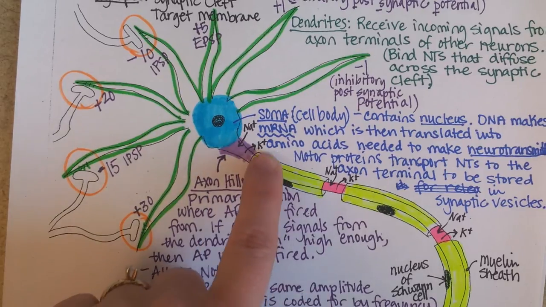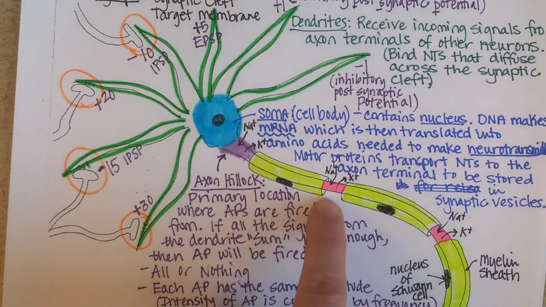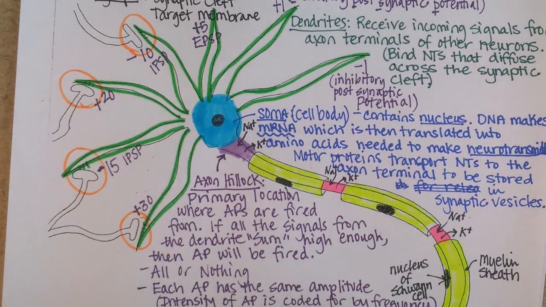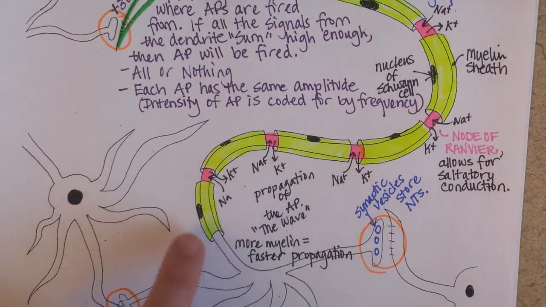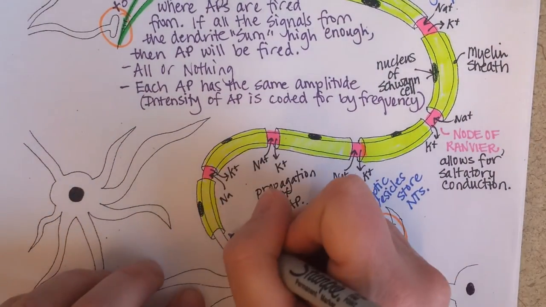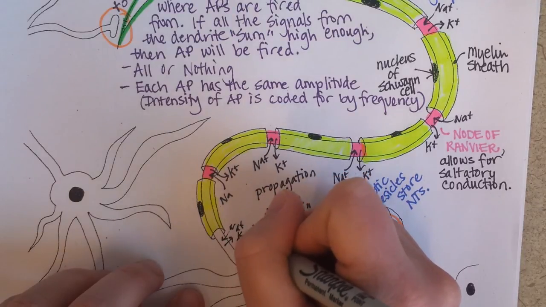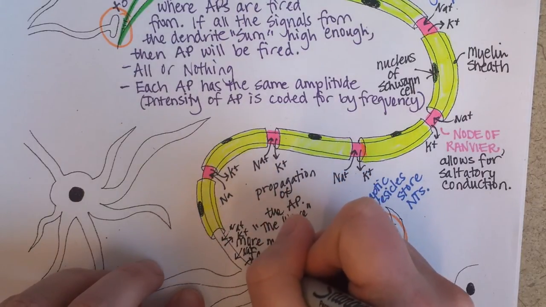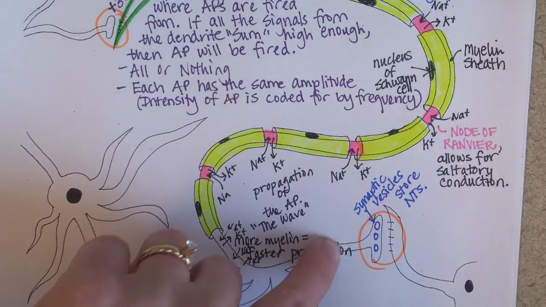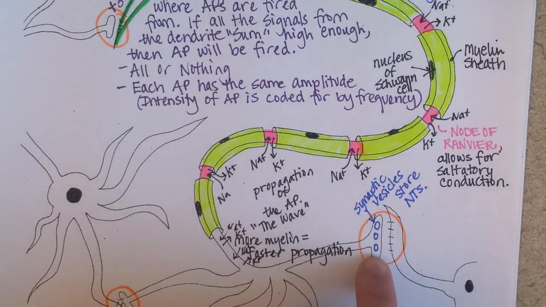Now, sodium would want to rush in right here if it could, but that myelin prevents it, so it has to jump, and now sodium out here rushes in and potassium goes. So propagate, propagate, propagate. And then once it gets to this area, sodium has to come in, potassium has to go out, has to keep doing it at every little patch. And so you can see it would be a little slower by the time it gets to the end. And then once the action potential reaches the axon terminal, it's going to cause those synaptic vesicles to exocytose their neurotransmitters, which will diffuse across the cleft and bind to receptors on the dendrite. And then the whole process begins again.